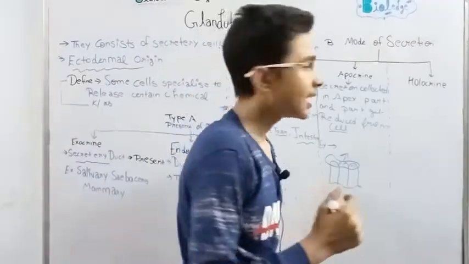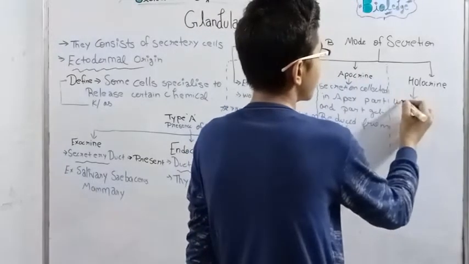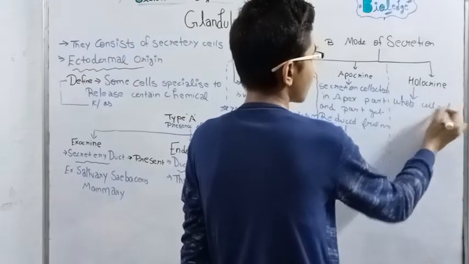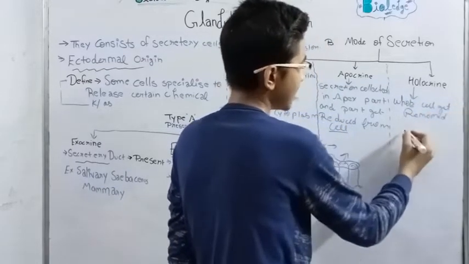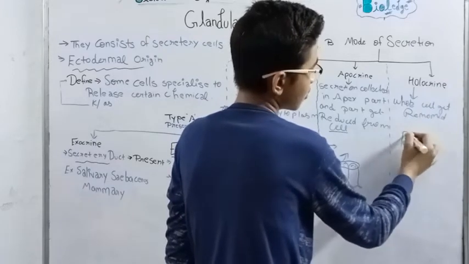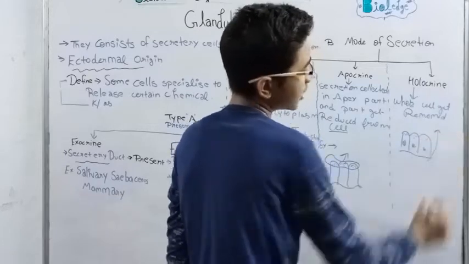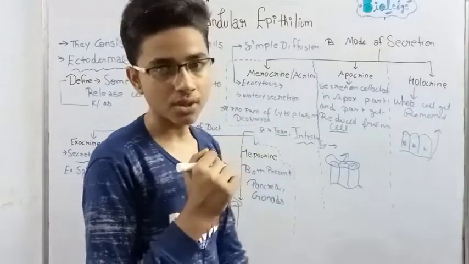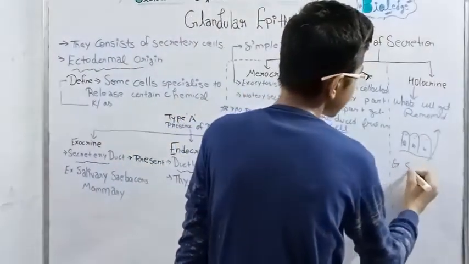In the holocrine, the whole cell gets removed. The secretion is deposited here, and the whole cell is released with the secretion. So these are termed holocrine. Their example is sometimes important. Its example is the sebaceous gland.